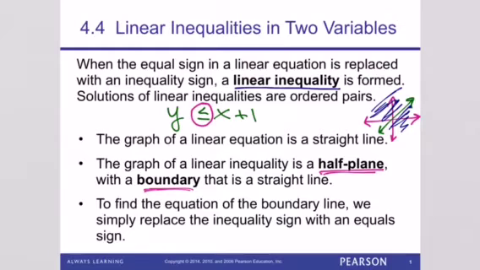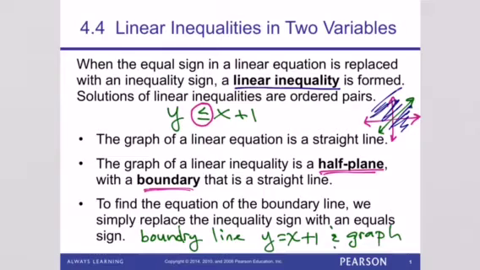So in the case of the drawing I just made, this green line right here, that's called the boundary. And to find the equation of the boundary line, we simply replace the inequality sign with an equal sign. So, for example, in the equation I was writing before, to get the boundary line, you would do y equals x plus 1 and graph it.